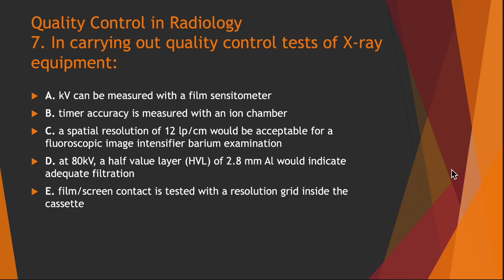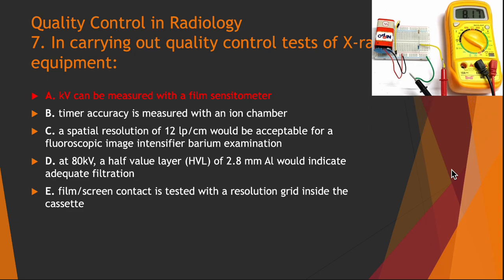Quality control in radiology. In carrying out quality control tests of the X-ray equipment, kV can be measured with a film sensitometer. Actually, it is false, because kV can be measured directly by a kV meter, or what we call a penetrameter or potentiometer. The actual kV should be within 5%. That's what they say, comparing what is being measured with what is said to be produced by the X-ray tube.